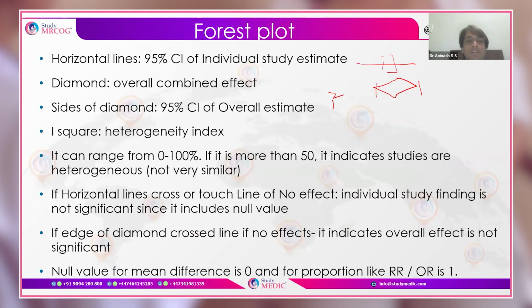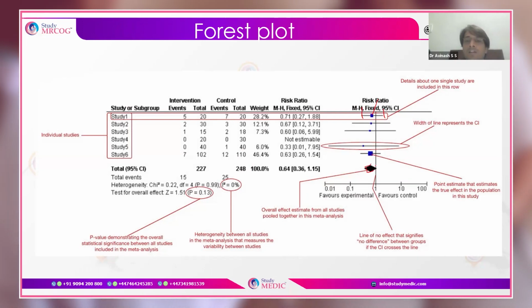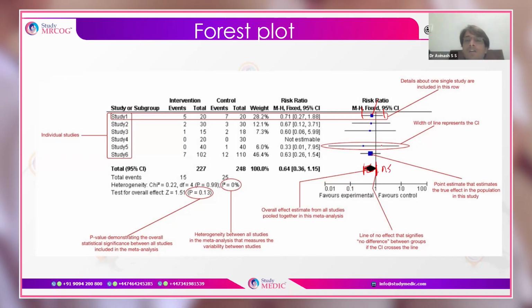Now, if the horizontal line crosses or touches the line of no effect, the individual study finding is not significant. If it does not cross, it is significant. If it is broader, the study finding is not reliable. If it is narrow, the study finding is reliable. Similarly, if the edge of the diamond crosses the line of no effect, it indicates the overall effect is not significant. If it does not cross, the overall effect is significant. The null value of mean difference is 0, and for relative risk or odds ratio it is 1, as I already discussed. So this again summarizes individual studies and their confidence intervals, and the overall study and its confidence interval: touching the line is not significant, not touching the line is significant.